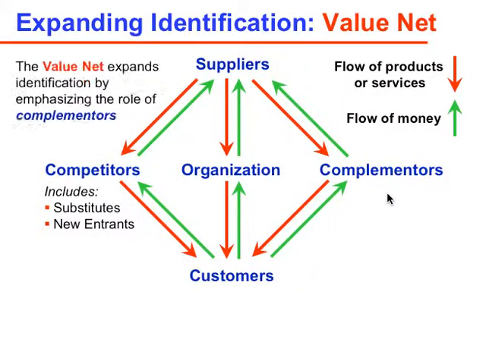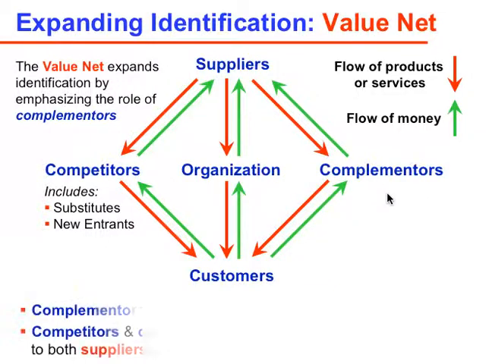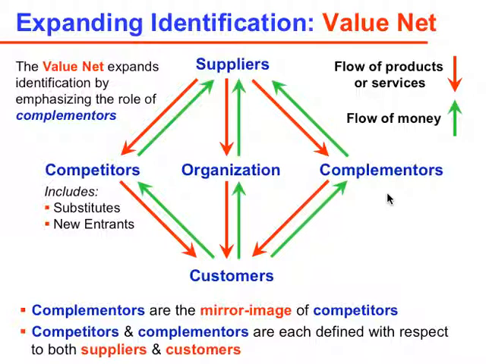And this value net expands identification by emphasizing the role of complementers. Complementers are obviously one of our five forces. And what are complementers? Well, we're going to go into great detail on what they mean, but they're the mirror image of competitors. The presence of competitors makes what an organization provides less valuable to customers. But the presence of complementers makes what an organization provides more valuable to customers.